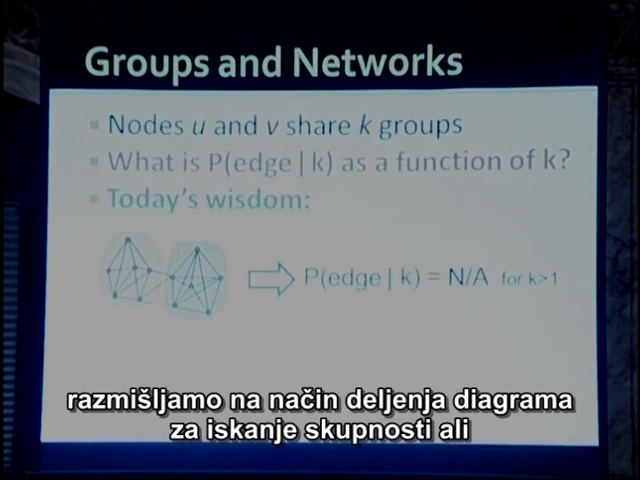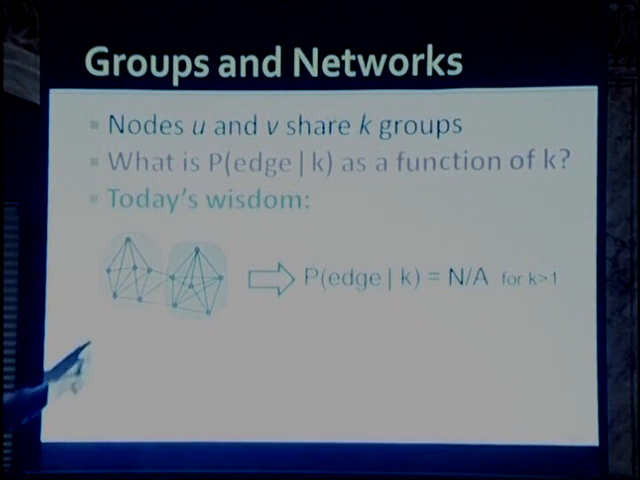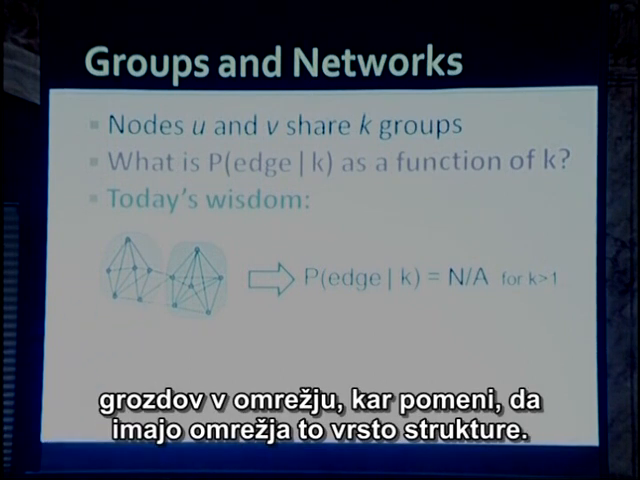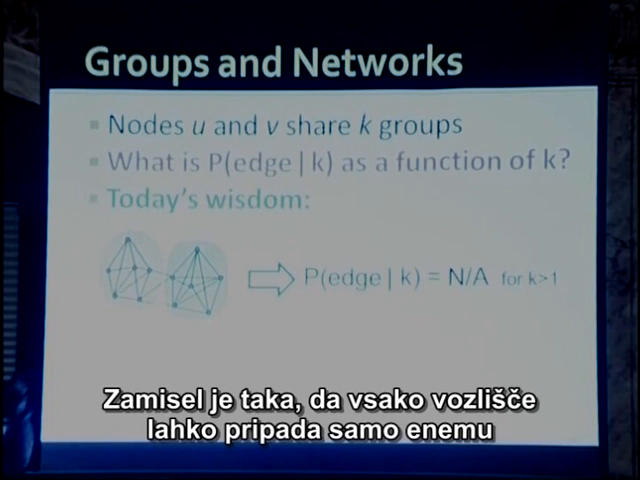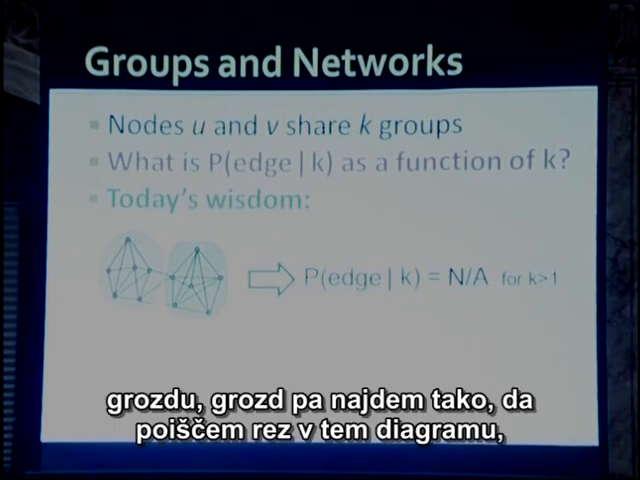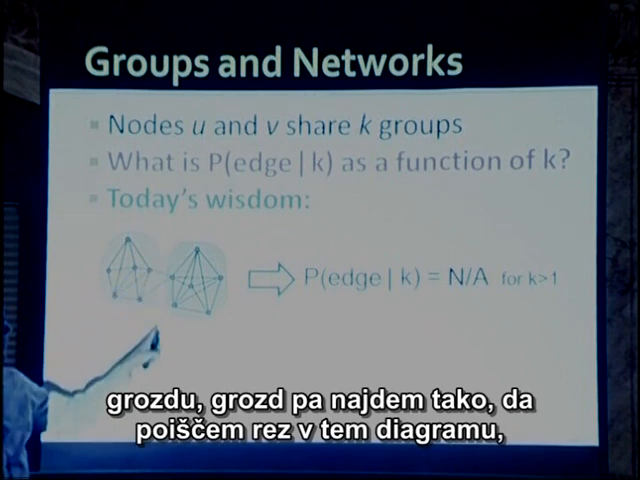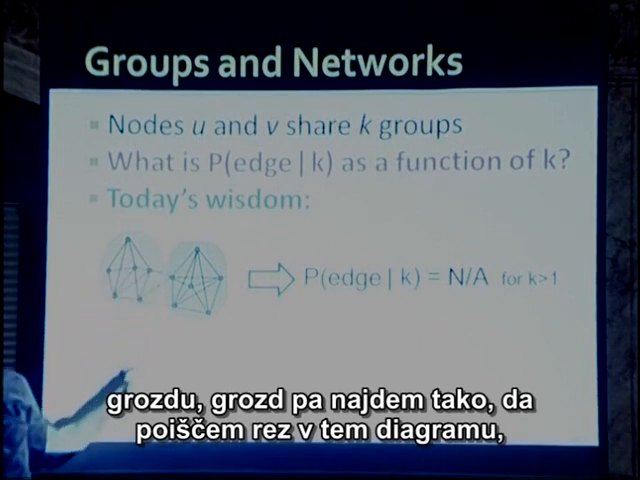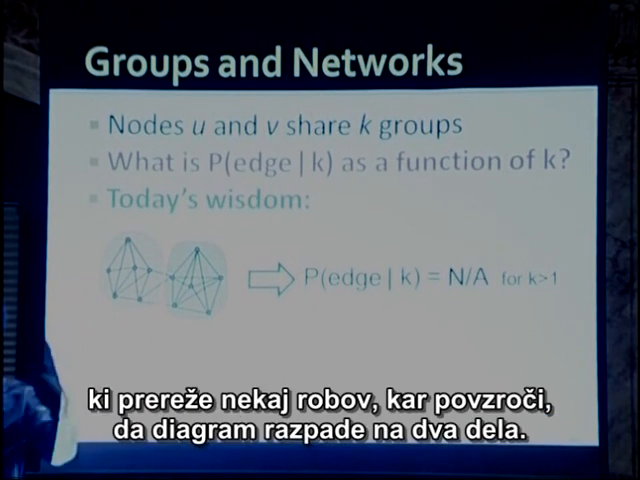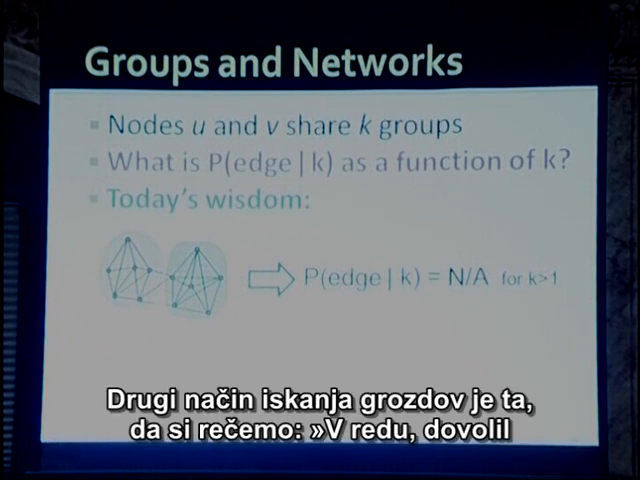The graph partitioning idea of finding communities or clusters in networks is that networks have this kind of structure. Every node can belong to only one cluster, and the way I find the clusters is to find a cut in this graph that cuts a few edges for the graph to fall apart into two pieces. So that's one way I can think about finding clusters in networks.